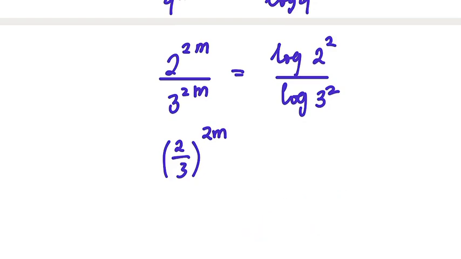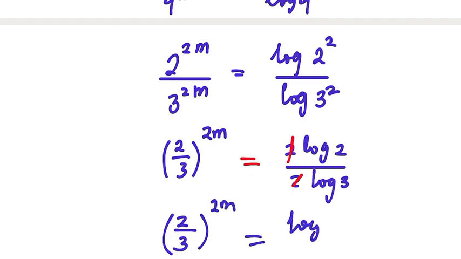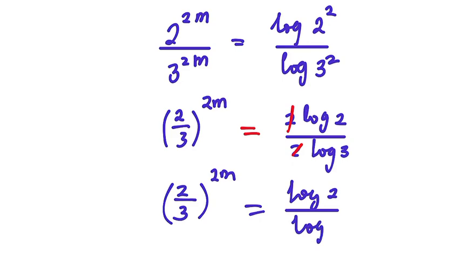Okay, so now moving on. We're going to have this to be equals. Now this 2 will come down. So we have 2 log 2 from there, then 2 log 3. Now from there, you see that we cancel this. Then we are left with 2 over 3 to the power of 2m, then equals log 2 divided by log 3.